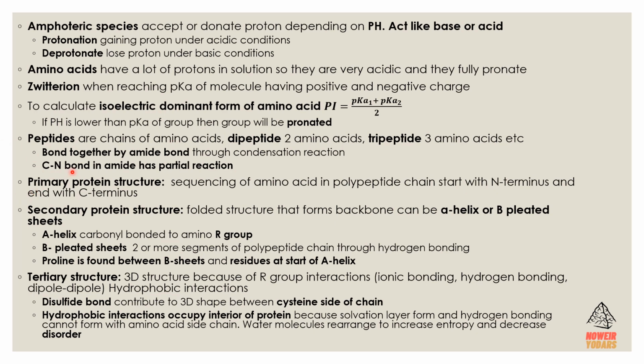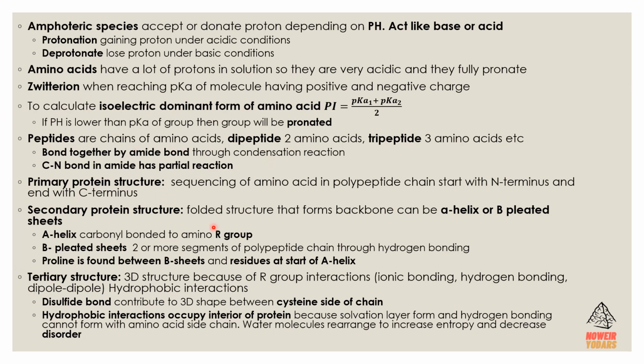Next we have peptides. Peptides are chains of amino acids. So an amino acid is like the unit, and peptides are chains of these units. Right? You have dipeptide, 2 amino acids, tripeptide, 3 amino acids, etc. But polypeptide is the word you see the most. It means multiple amino acids chained together. The way the amino acids connect is through an amide bond, and the amide bond forms through condensation. The C-N bond in the amide has partial double bond character.